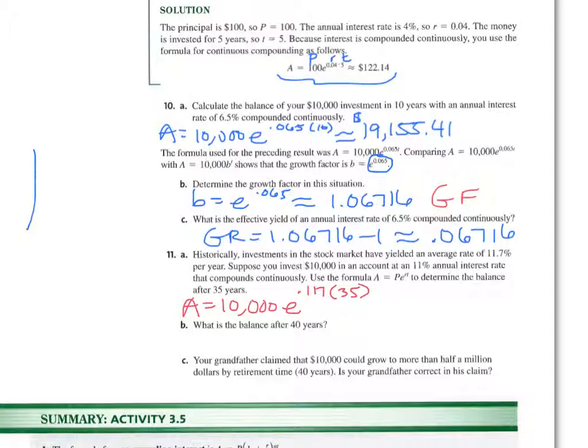Actually, let me just erase that one little piece, that 7. We're just going to do 11%, it says in there, not 11.7%. So I do that exponent first, then do e to that power, times 10,000. And this can kind of blow you away at how much it is. $469,930.63 after 35 years.